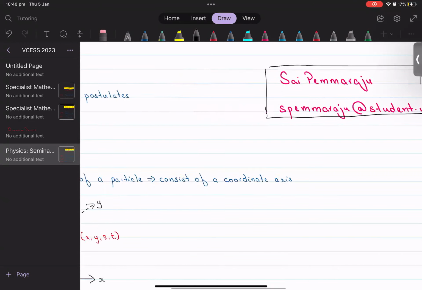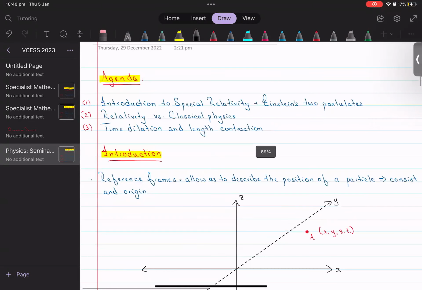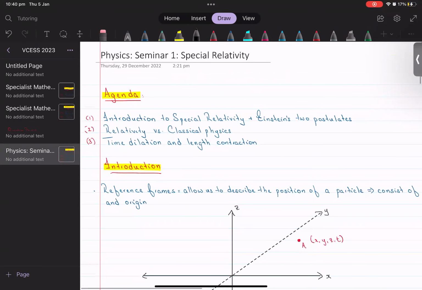The two seminars that I have prepared are focused on special relativity, which is this one, and the next one will be focused on some fun and games with quantum physics, both of which form a key part of the exam at the end of the year that VCAA provide.